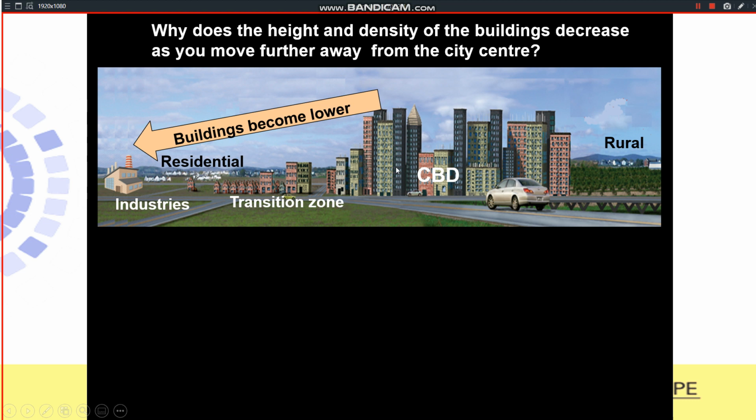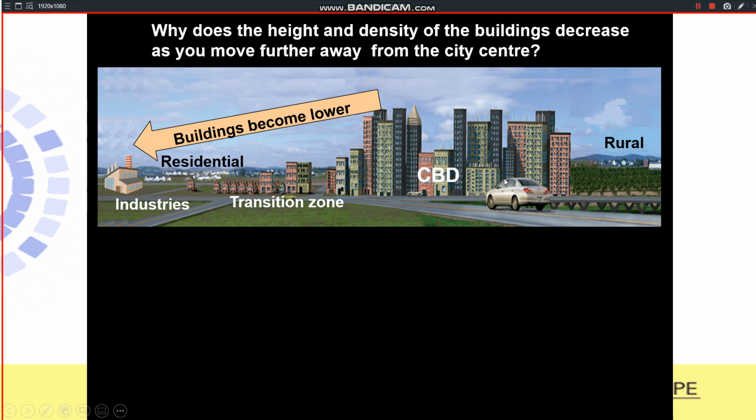Now, on this diagram that you see here, you will see the CBD, which is commonly referred to as the Central Business District. You see the transition zone. You see industries. You see residential areas. You see the rural areas here as well. Now, all of these sections of the city, all of them together, are called land use zones. And we are going to speak about that later in the lesson.